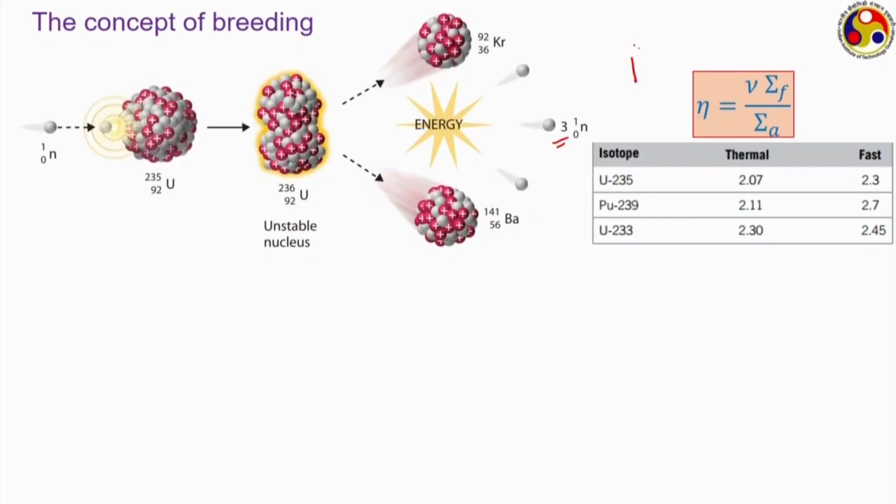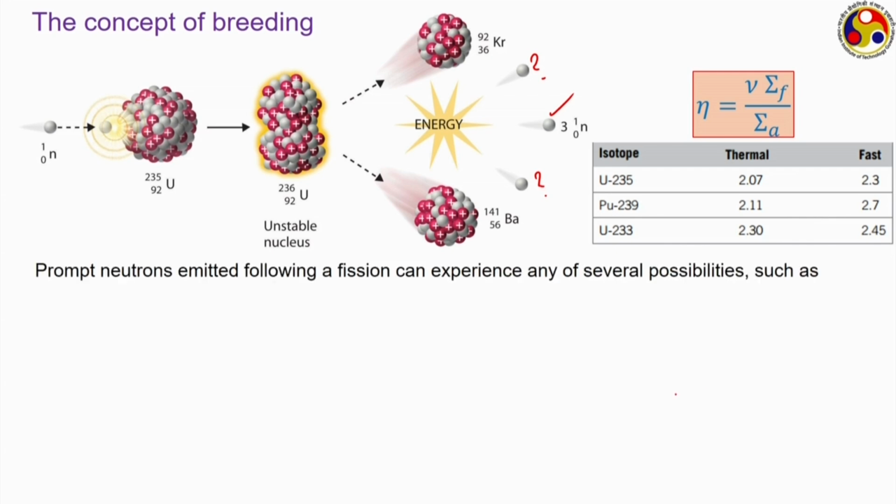In order to have a sustained chain reaction, a critical reactor wants only one of these 3 neutrons to get engaged in a subsequent fission. Then what will happen to the remaining 2? If we consider that out of these 3 neutrons, this one participates in a subsequent fission reaction to continue the chain, then what will happen to this one and this one? Let us see what possibilities these neutrons can have.